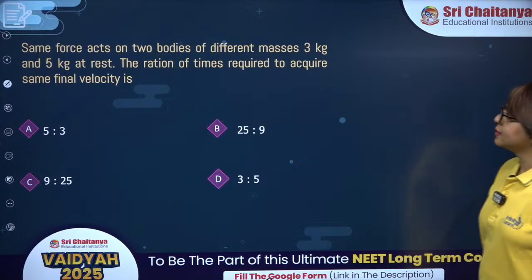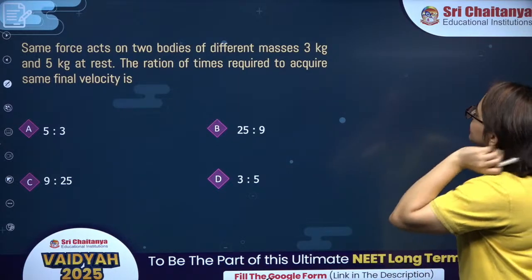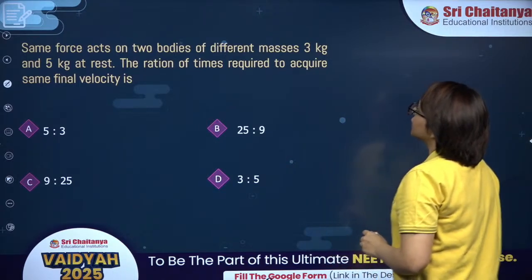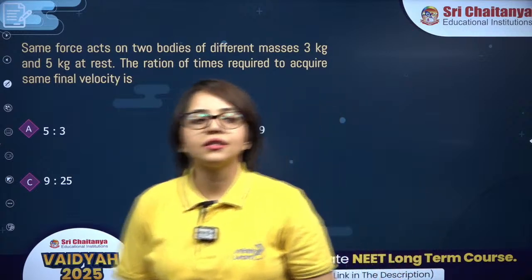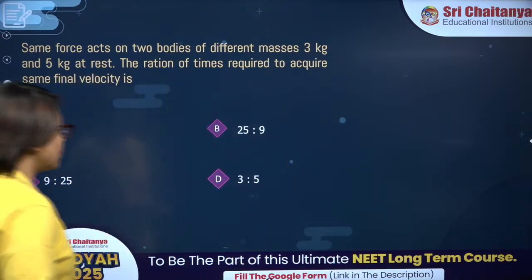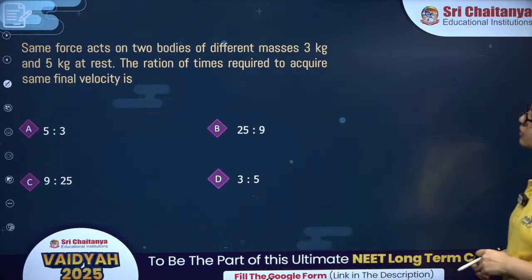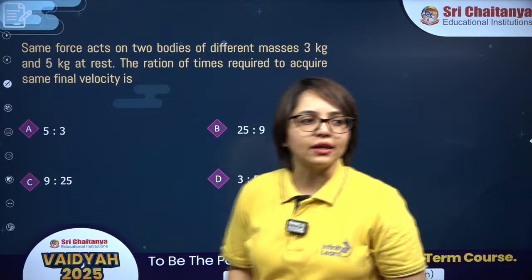Next is this one. The same force acts on two bodies of different masses, 3 kg and 5 kg, at rest. The ratio of times required to acquire the same final velocity is? Try this one everyone. This is from laws of motion. You have to find the ratio of the times required to acquire the same final velocity.